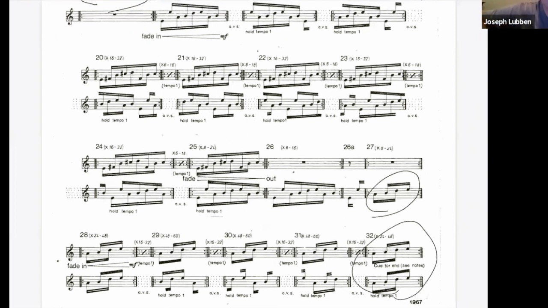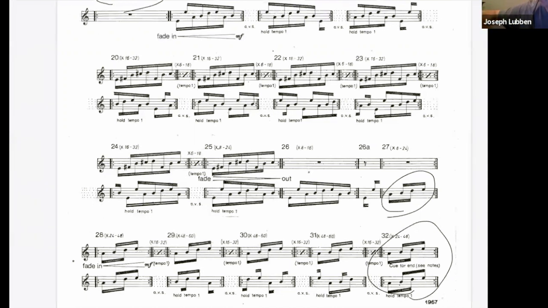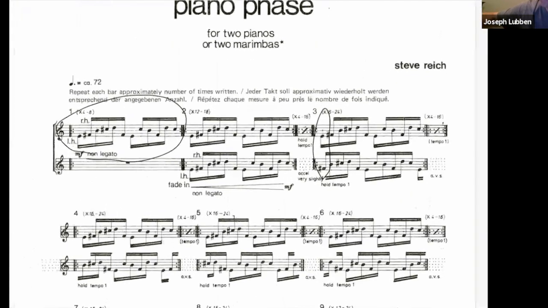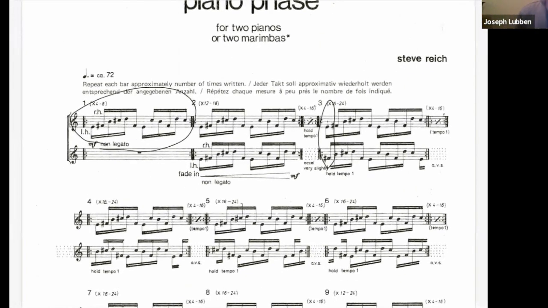So we go from the 12-note pattern all through its permutations of phase shifting, the 8-note pattern all through its permutations of phase shifting, and then finally the 4-note pattern all through its permutations of phase shifting. And the whole thing takes around 20 minutes in most performances. So back to the beginning. So you can see the general process for it.